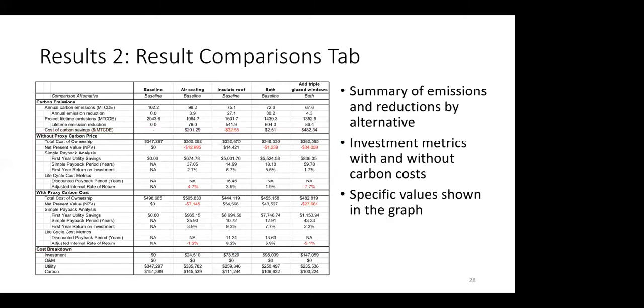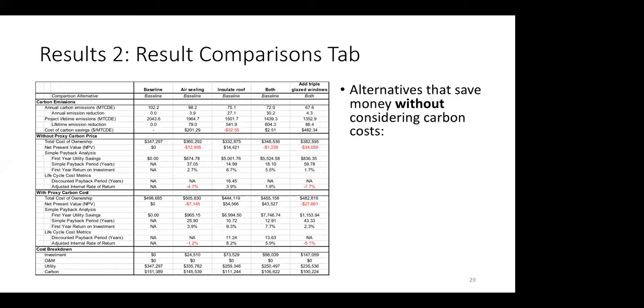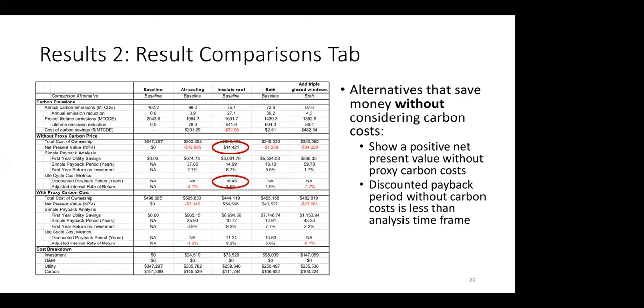So I find it particularly useful in really understanding this to look at the concrete cases. I'm going to start by looking at an alternative that makes financial sense independent of carbon costs, and show you how that alternative shows up in this table. The good example here is insulating our roof. This is an alternative that's going to show a positive net present value in that circled red cell without proxy carbon costs. So even if we weren't considering proxy carbon costs, this analysis tells us that insulating the roof makes financial sense. Another related way of saying that is that the discounted payback period on this project is less than our analysis timeframe.